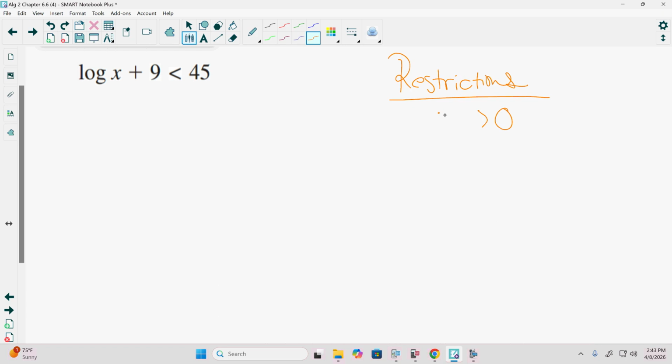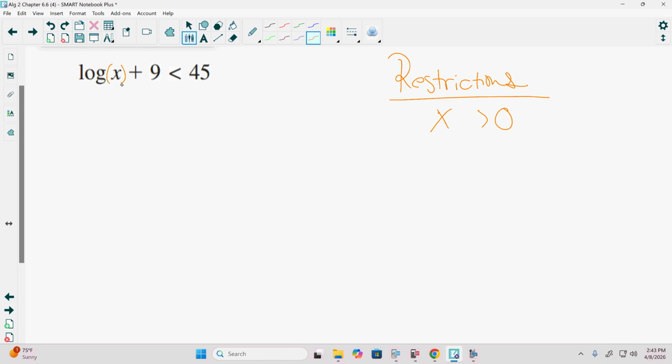So what has to be greater than 0? Anything else? Remember, when they don't put parentheses, that plus 9 is outside. If they wanted it to be x plus 9 inside the logarithm, it would have been written like this. So really the only thing inside the log is just x. So it's telling us x has to be greater than 0. There's no solving we have to do. It's already finished. x has to be greater than 0.